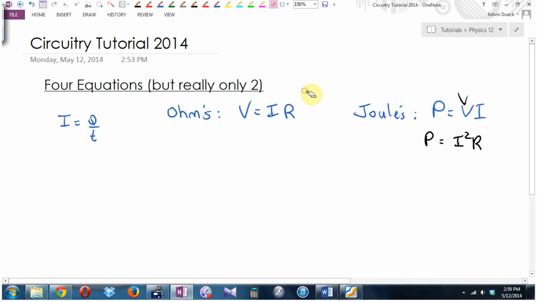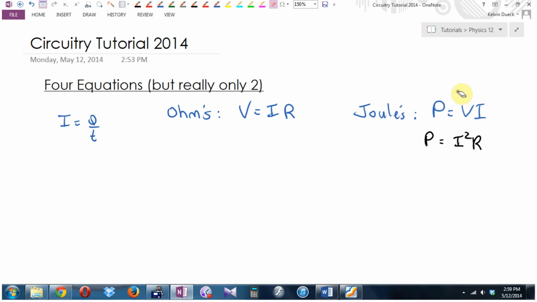Why am I partial to that one? I just find when I'm solving circuits, most of the time when I'm looking at the individual circuit, I know the current and I almost always know the resistance. So if they ask me something about power, that's my fallback. VI still works. There's a third one, V squared over R. That's if you get the I by itself, V over R, and plug that in. Fair enough.